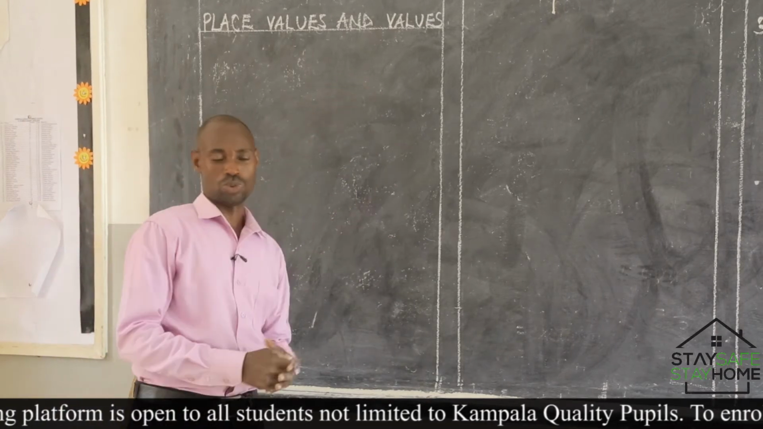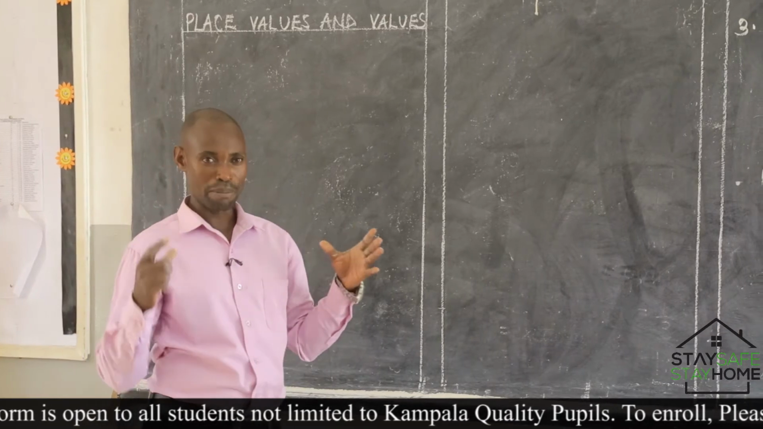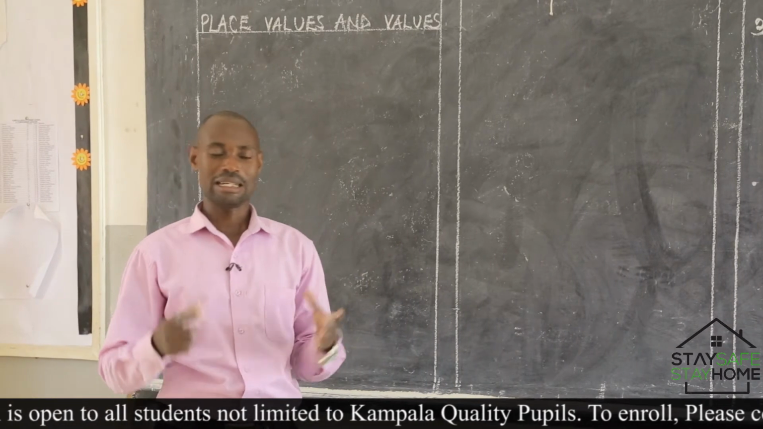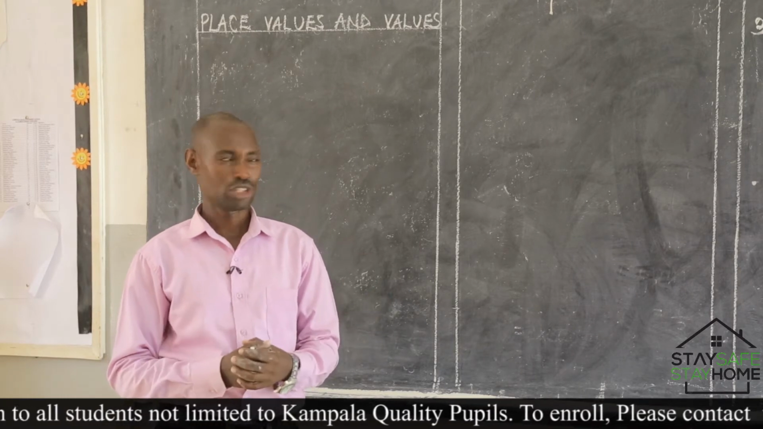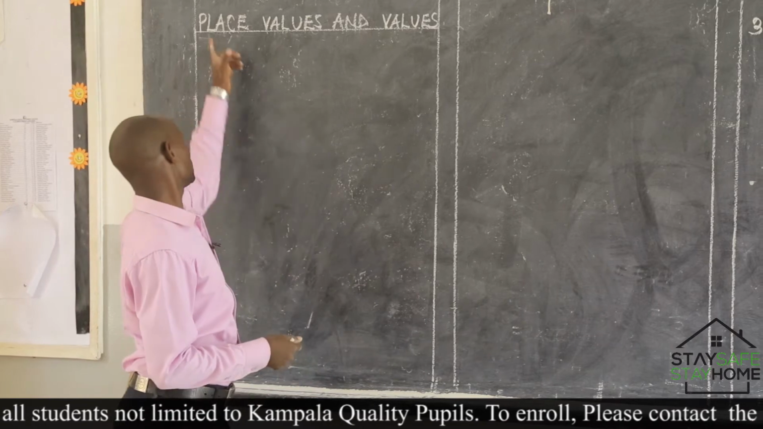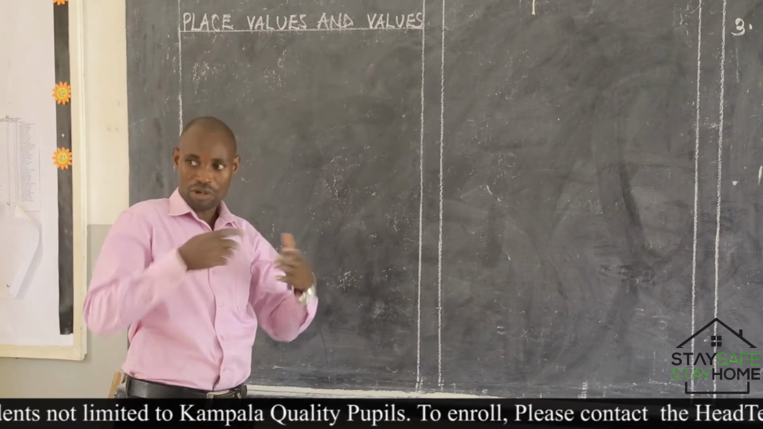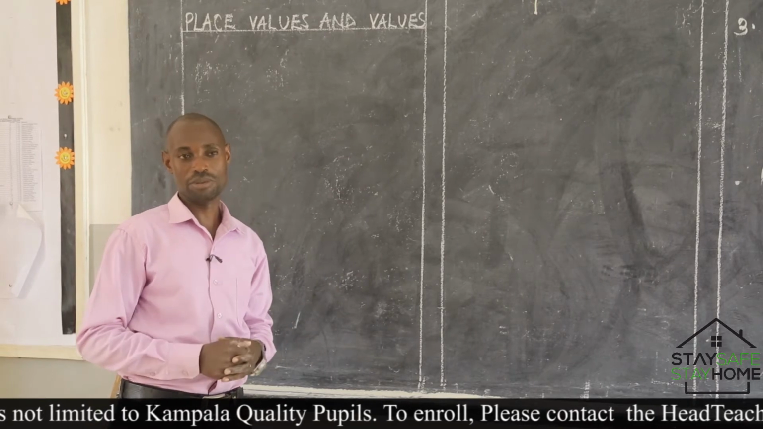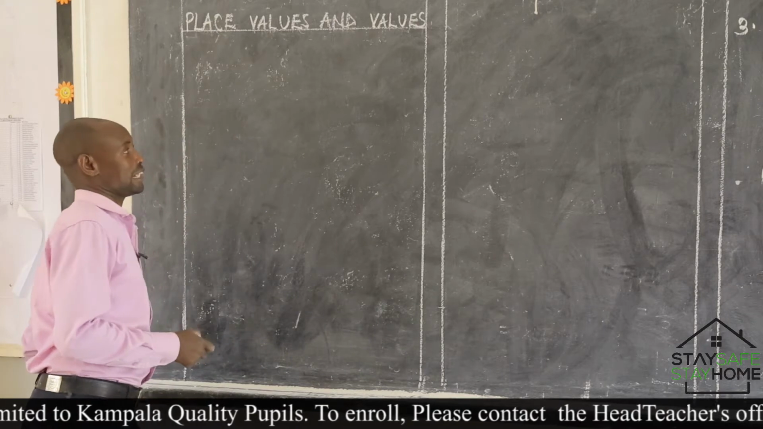Then the value. The value is the product you get after multiplying a digit by its place value. So in simple terms, place value is just the position. Then the value is the product of the place value and the digit which you have been asked to find.